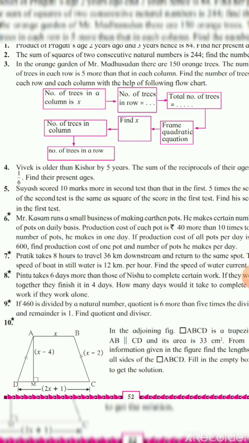Seventh example: Pratik takes 8 hours to travel 36 km downstream and return to the same spot. The speed of the boat in still water is 12 km per hour. Find the speed of the water current.